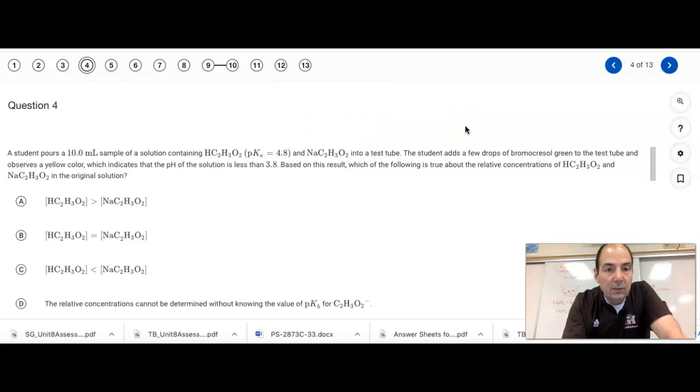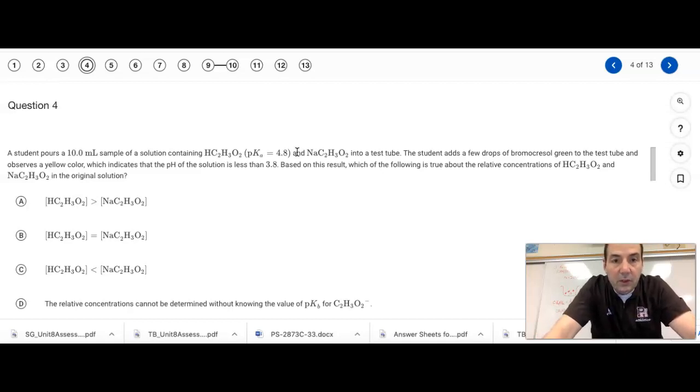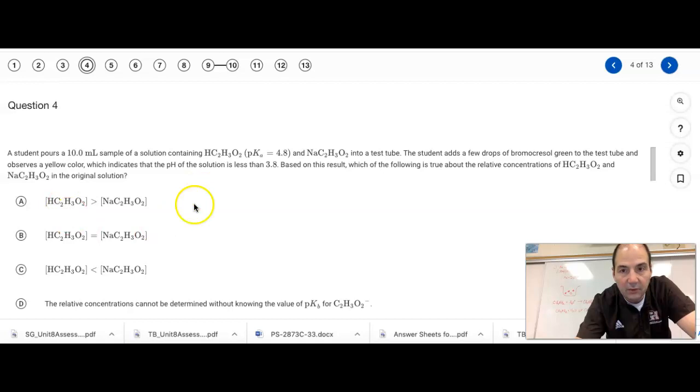A student pours a 10 mL sample of acetic acid, pKa about 4.8, and sodium acetate into a tube. The student adds a few drops of bromocresol green to the test tube and observes a yellow color, which indicates that the pH of the solution is less than 3.8. Based on the result, which of the following is true about the relative amounts of acetic acid and sodium acetate in the original solution? Obviously if the pH is low, it's below the pKa, so we've got to be below the half-equivalence point, where the pH would equal pKa. That must mean that we have more acid than conjugate base, so A is the correct answer.